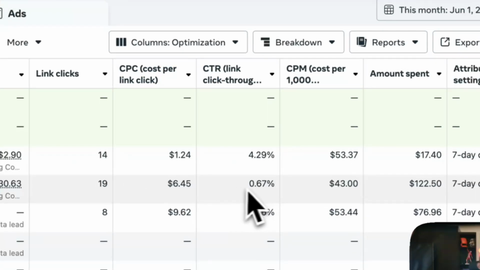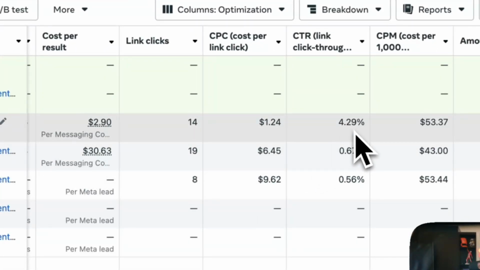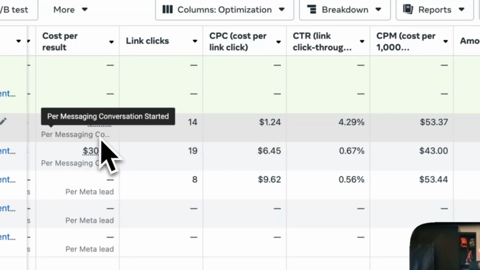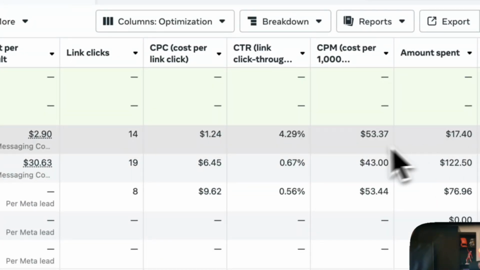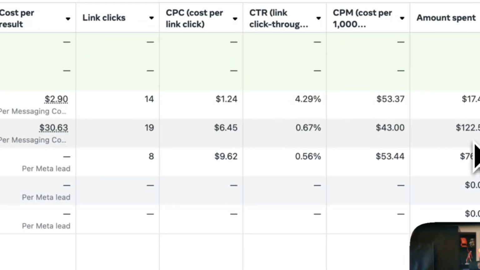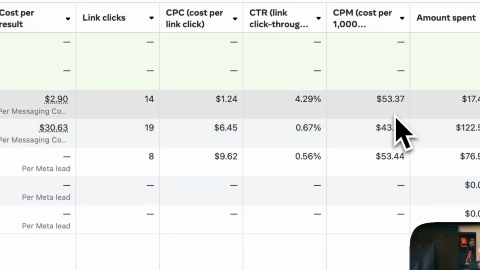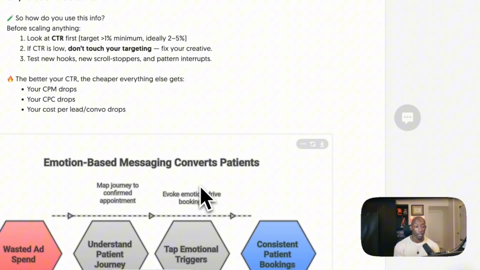So as you can see, whenever the click-through rate is low, the cost per click is high. And if the cost per click is high, the cost per result is going to be high. But if you can bring your click-through rate up, your cost per click is going to go down, and then the cost per result is going to go down. So what that ended up doing is we spent $20 to get more leads than we got after spending $122. And that's the power of understanding the metrics and knowing what you're looking at and making the right modifications. Okay? So that's the first thing you need to look at.